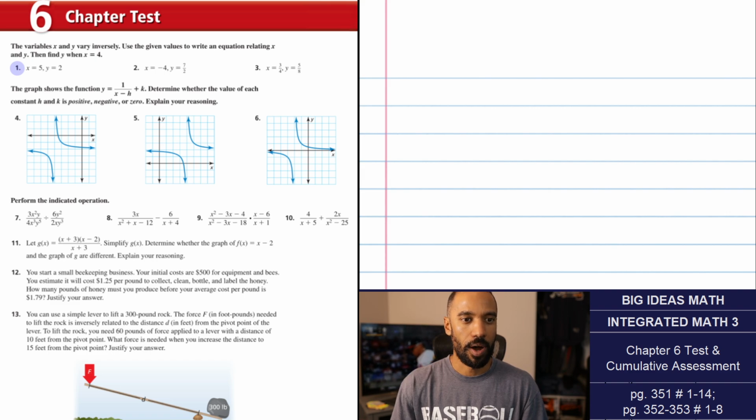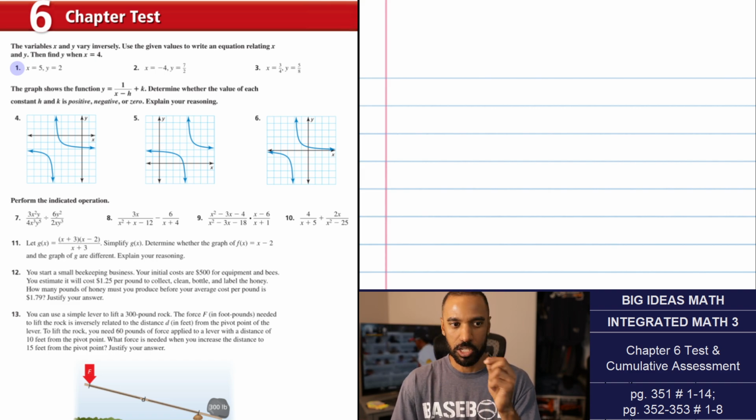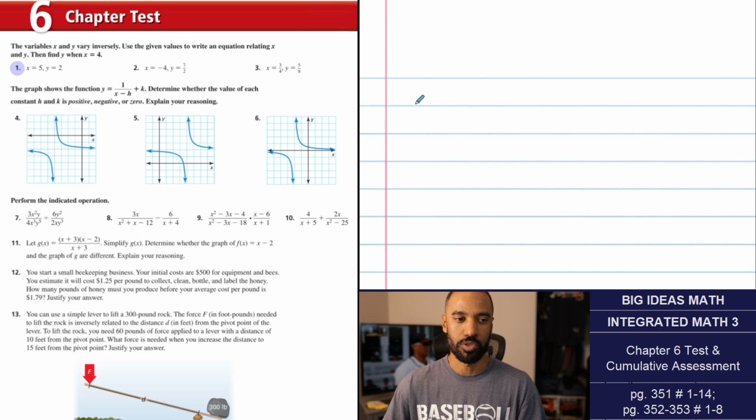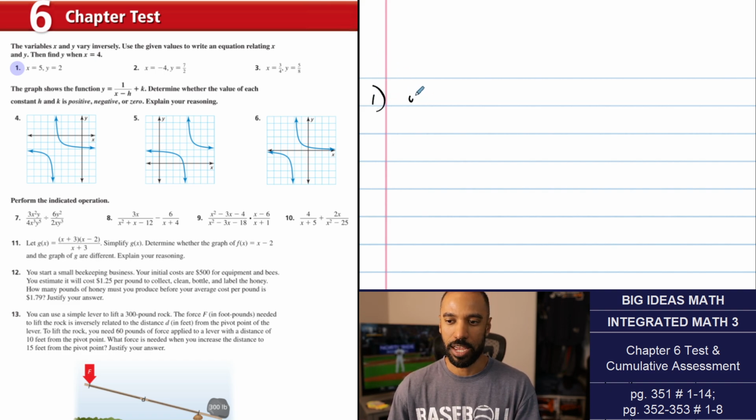We have numbers 1 through 3, which say the variables x and y vary inversely. Use the given values to write an equation relating x and y. Then find y when x equals 4. These would have been out of section 6.1. This is inverse variation. That is literally what the section was called itself.